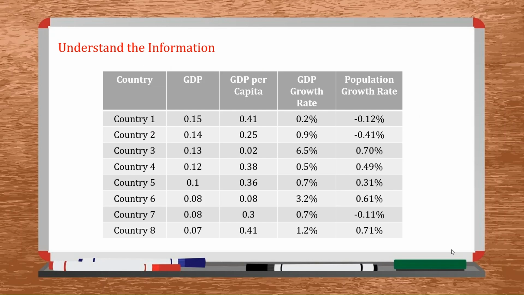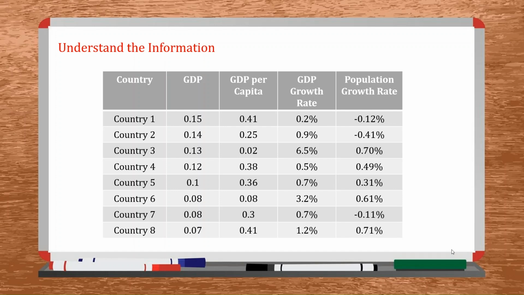In the first column, we have the countries 1 to 8. In the second column, we have the GDP, but the GDP that has been provided to us is a ratio: the ratio of that particular country's GDP divided by the GDP of country 9. Since we know country 9's GDP is the highest, everything is a percentage of country 9's GDP. So for example, if the GDP of country 9 is 100 billion, then the GDP of country 1 would be 15 billion, and so on and so forth.